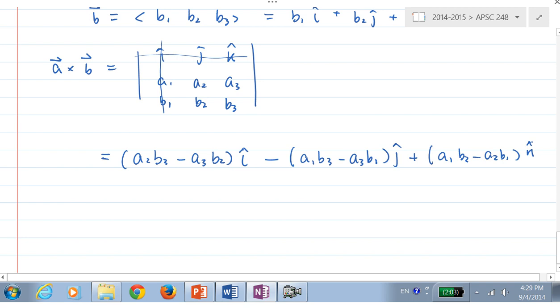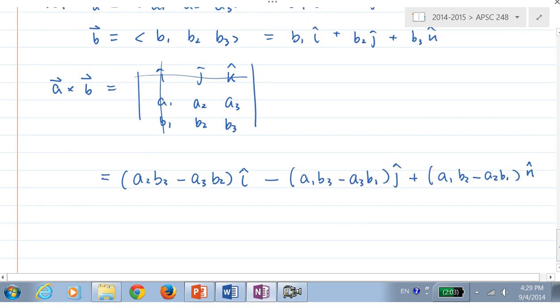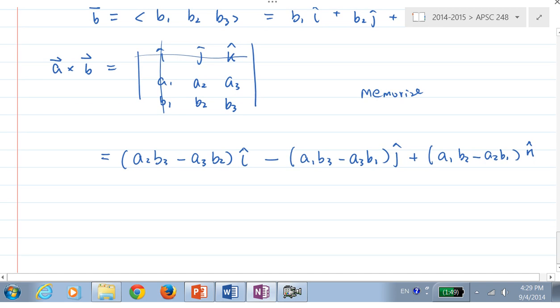So good? Memorize. There's not going to be a formula for this, right? No formula sheets. So you will need this quite a bit.